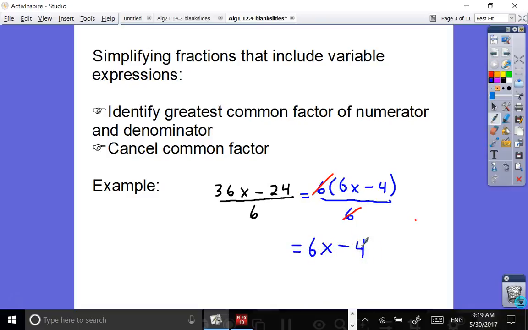Now, fractions that include variable expressions are actually called rational expressions. So what is a rational number? A number that could be written as a fraction. So when you talk about rational expressions, it means basically fractions.